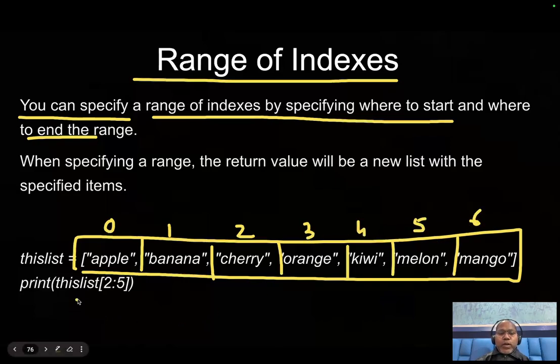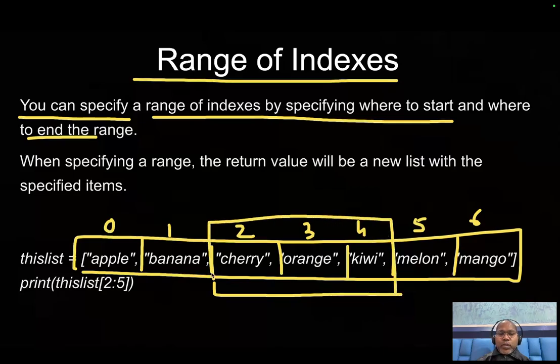I want to get the elements at 2, 3, 4. This is the element I want. So what can I specify? I need index 2, 3, 4, so I have to specify 5. If I specify 5, I get the elements cherry, orange, and kiwi. This is known as slicing, or range of indexes.